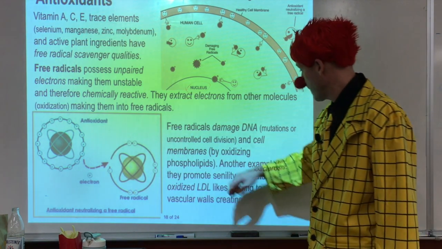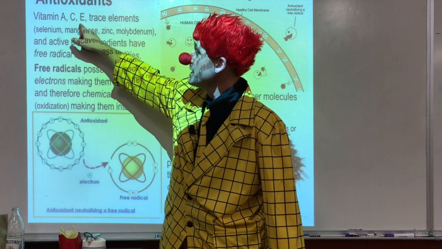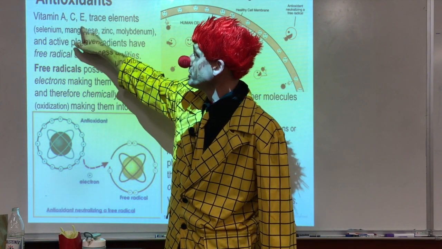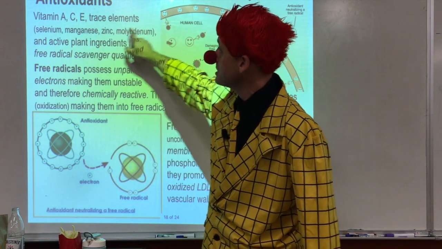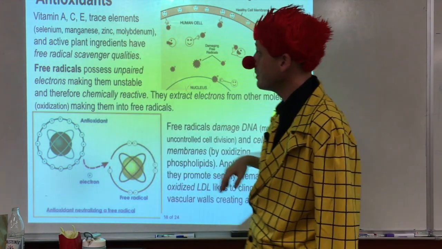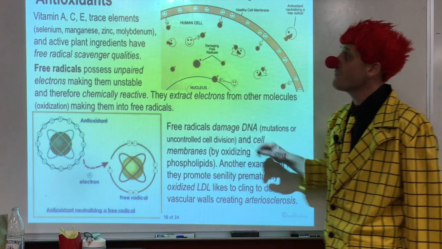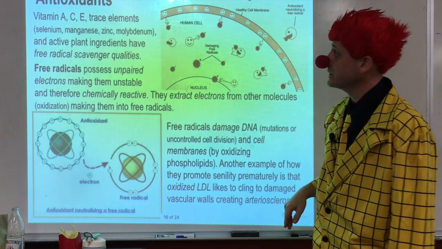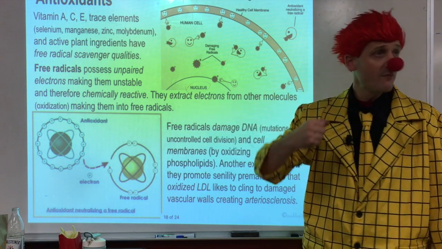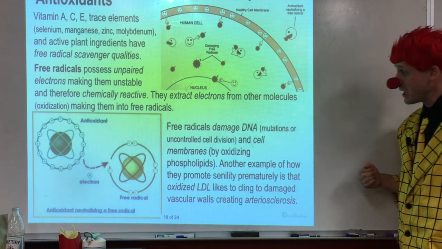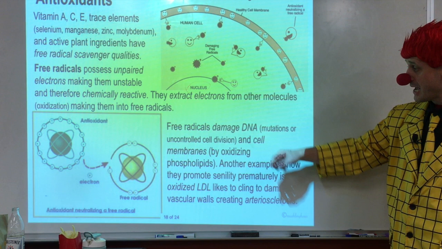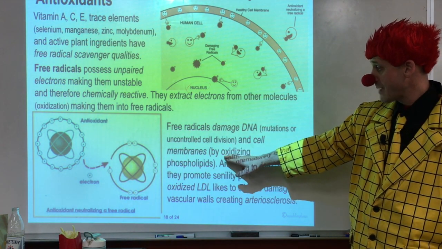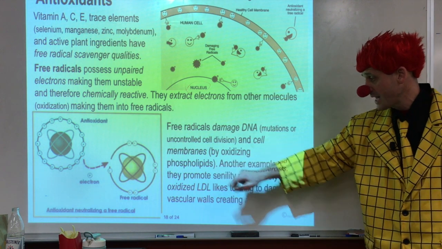So we have A, C, and E vitamins. The ACE in your hand is antioxidant vitamins. And then we also have the trace mineral elements of selenium, manganese, zinc, and molybdenum. And then, of course, we have a lot of active plant ingredients that have great scavenger qualities. Scavenger qualities are like scooping up free radicals. Because they damage DNA, causing mutations and uncontrolled cell divisions, and they also damage the cell membranes because they oxidize the phospholipids.